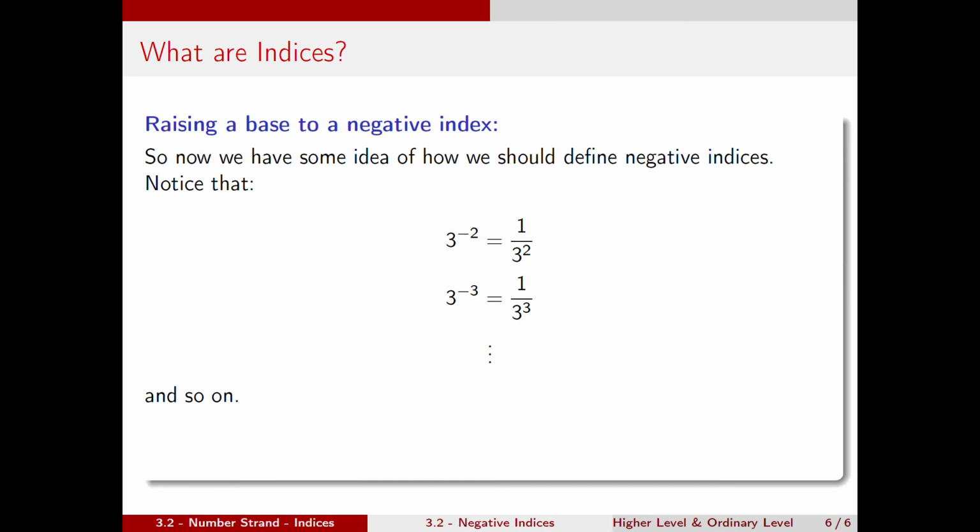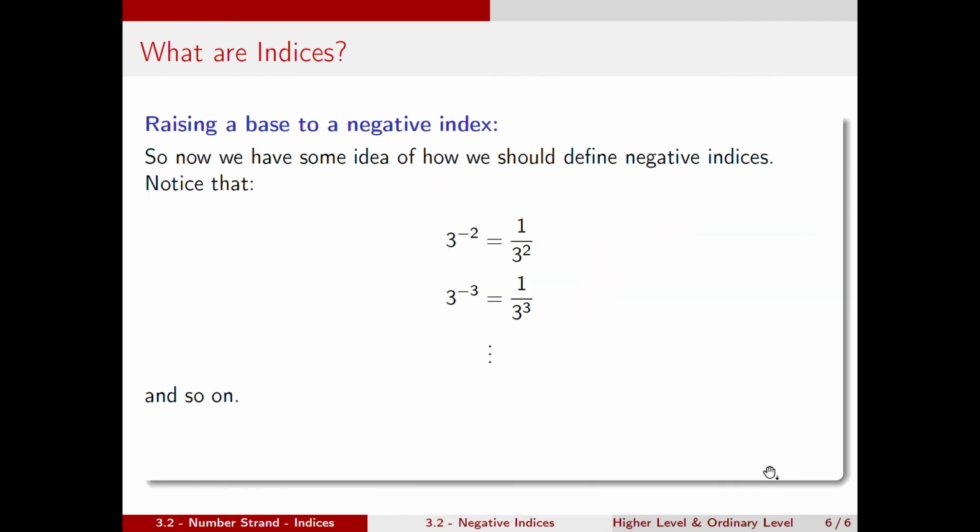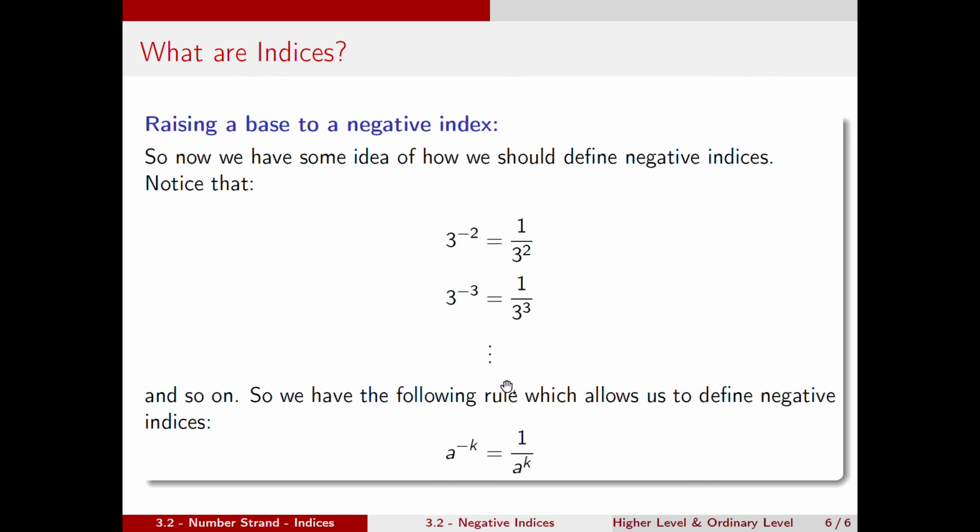So now we have some idea of how we should define negative indices. And we notice that 3 to the power of minus 2, as we saw on this slide, was 1 over 9. What that means is 3 to the power of minus 2 can be written as 1 over 3 squared, because 3 squared is 9. And this can go on. So 3 to the power of minus 3 is equal to 1 over 3 cubed. So we can see that the minus in the power nearly represents 1 over. So we have the following rule, which allows us to define negative indices. A, being any real number, to the power of minus k is equal to 1 over a to the power of k.